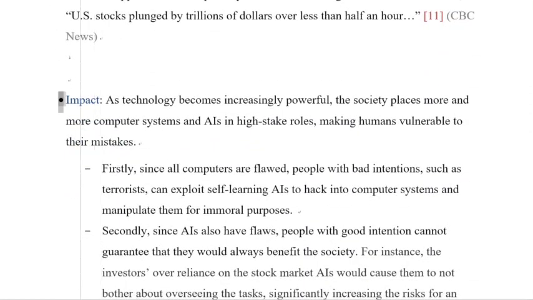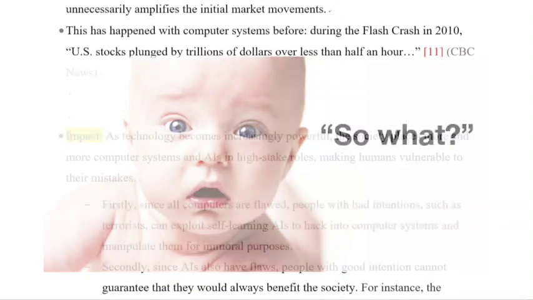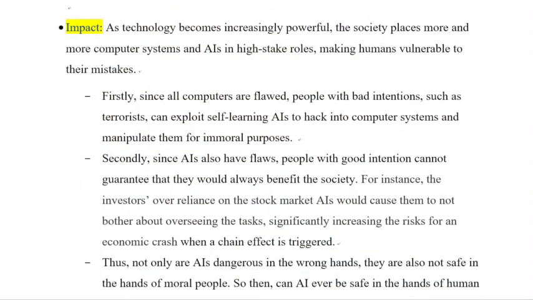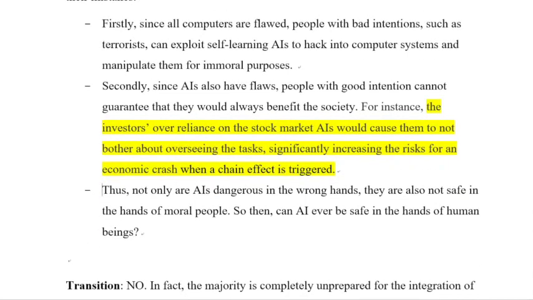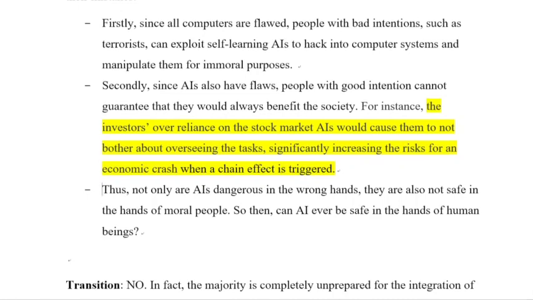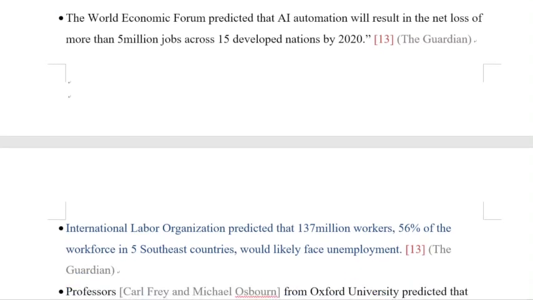Next, they have the impact, which is saying how this matters and answering the question, so what? What does it mean if the AI may be flawed in the market? Here they explain that the investors' over-reliance on the stock market's AIs would cause them to not bother about overseeing the tasks, significantly increasing the risks for an economic crash when a chain effect is triggered. And obviously an economic breakdown is not good. And that is the end of this claim, and in each claim the same structure is used: claim, evidence, warrant, and impact.